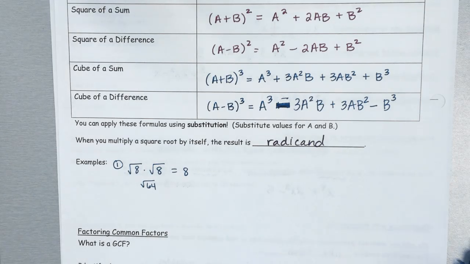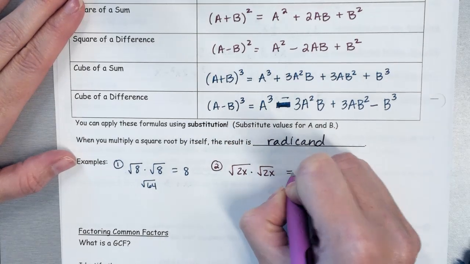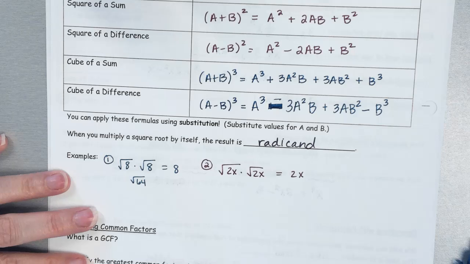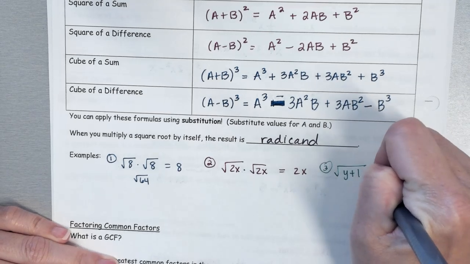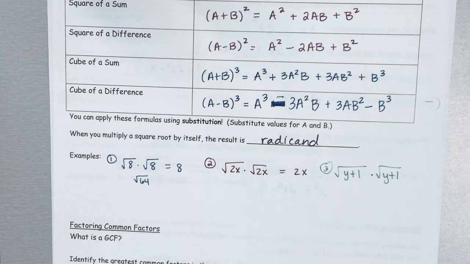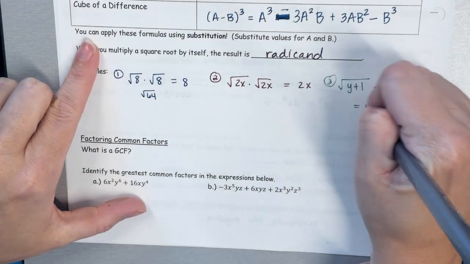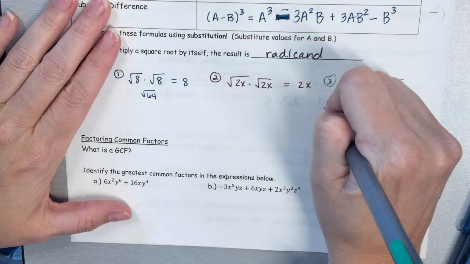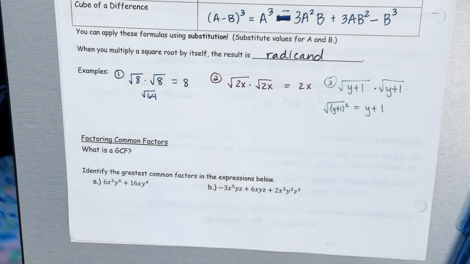Okay, now this also applies if you have different variables. So if you do the square root of 2x times the square root of 2x, it's just going to be 2x. It also works if you have a binomial. So if you are trying to multiply the square root of y plus 1 times the square root of y plus 1, that is going to be equivalent to y plus 1. Okay, the reason why is because really this is what you're doing. You're squaring, you're taking the square root of a square. So when that happens, they cancel out, you get y plus 1.